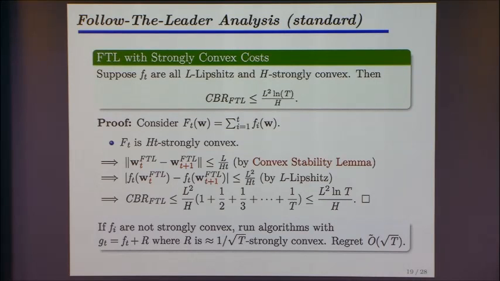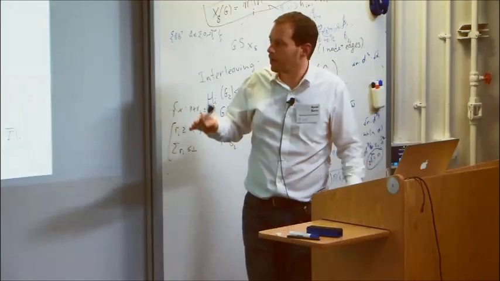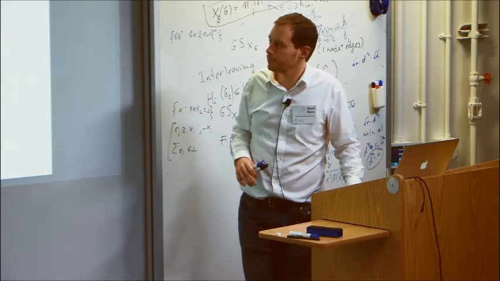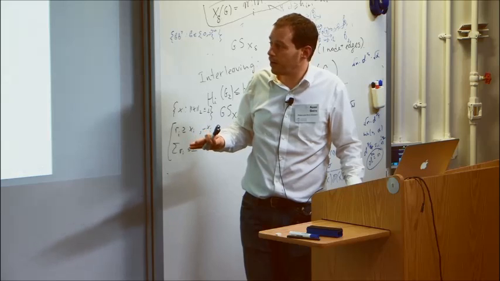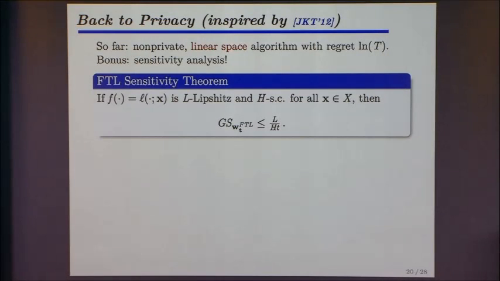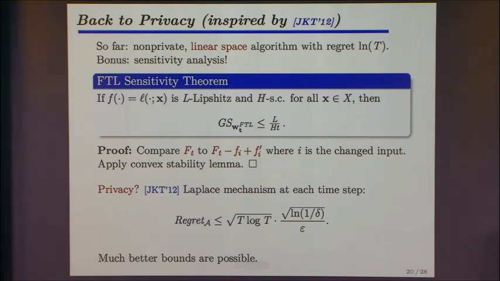And just one note: if the f_i are not strongly convex, what you can do is add in a small strongly convex function, and if you do it just right, this will give you non-trivial, though weaker bounds. I'm not going to discuss that. Okay, so this gives us a non-private algorithm. It also gives us a sensitivity analysis that I won't go through.